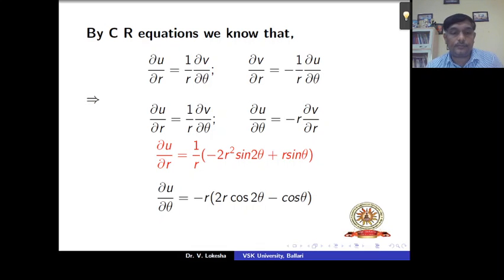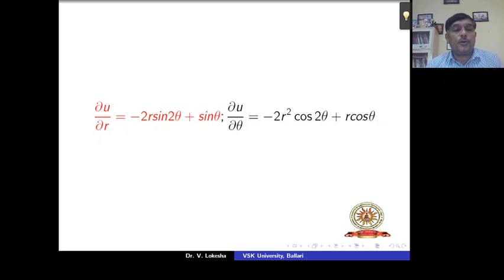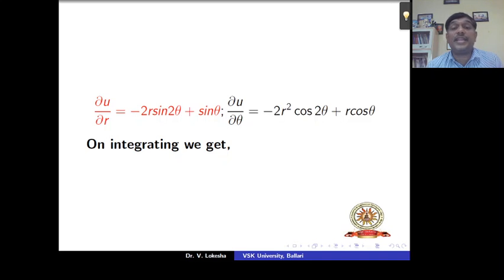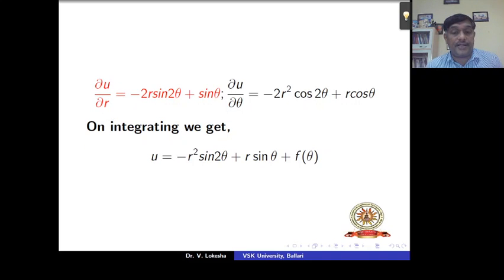Then you get this one: ∂u/∂θ = -r(2r cos 2θ - cos θ). So ∂u/∂r = -2r sin 2θ + sin θ, and ∂u/∂θ = -2r² cos 2θ + r cos θ. On integrating with respect to r, we get u = -r² sin 2θ + r sin θ. Here is the integration, and with respect to θ we can integrate and compare this.